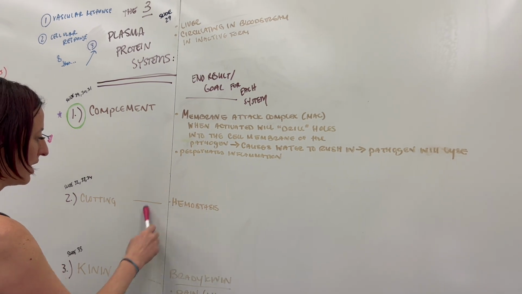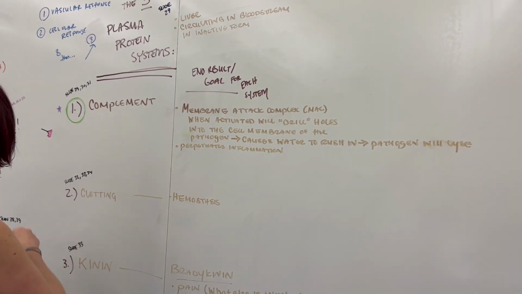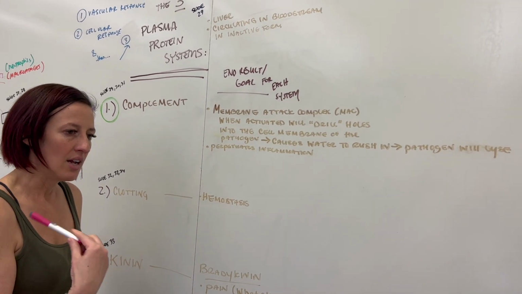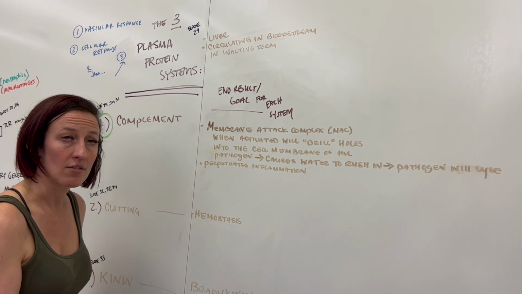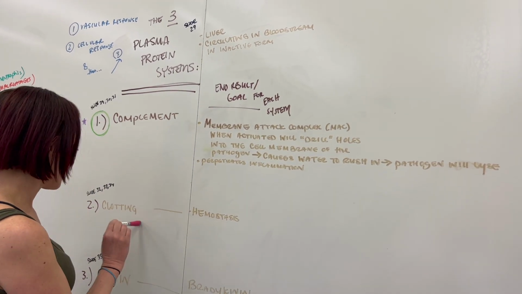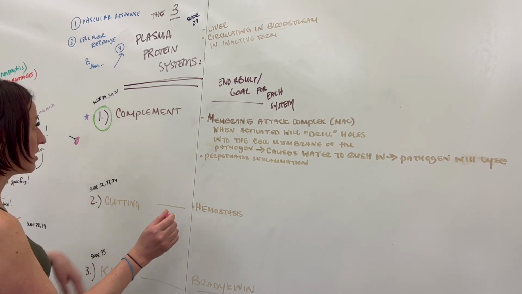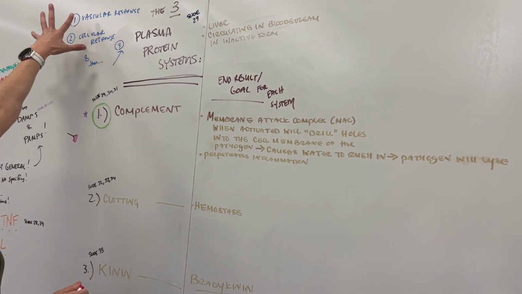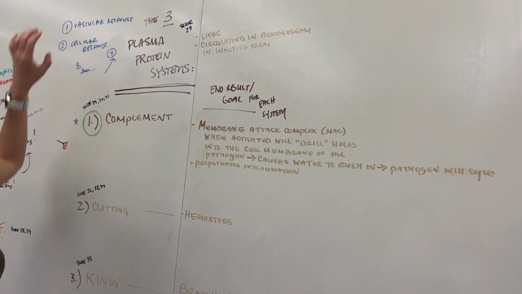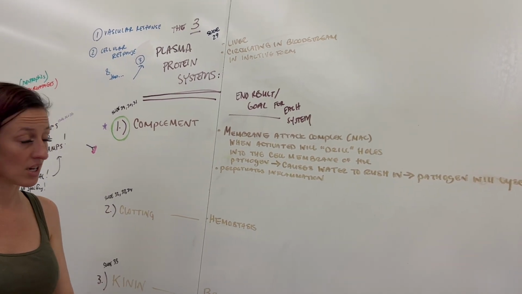Hemostasis is the one place where it would be useful to have the vasoconstriction downstream, because that would help the clotting cascade out, because this part is happening at the same time as the vascular and cellular response. So this is happening simultaneously.